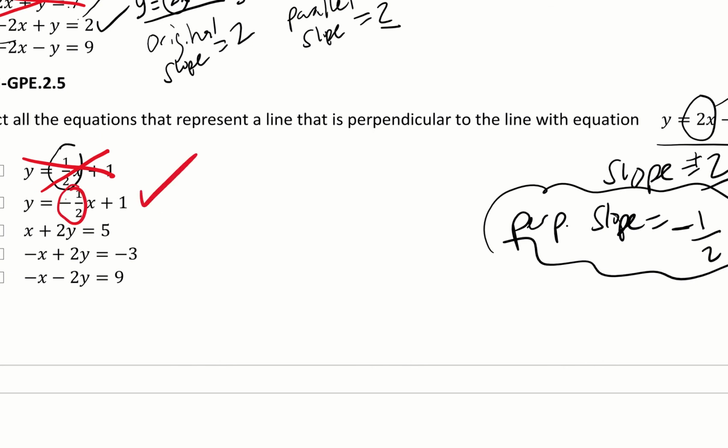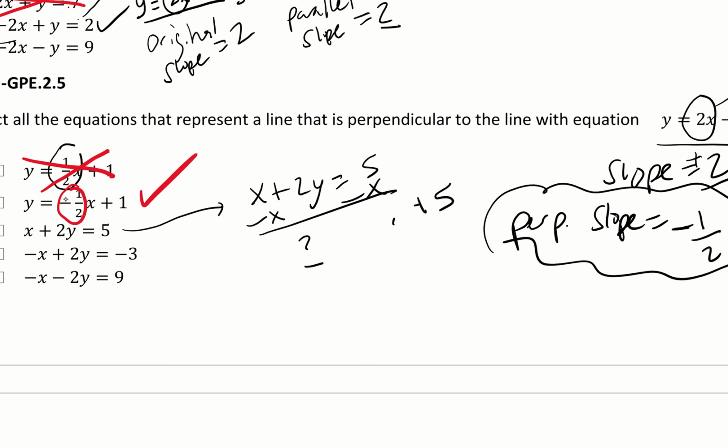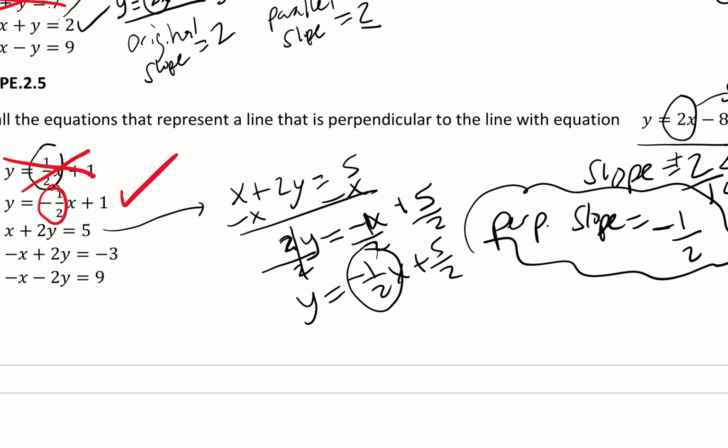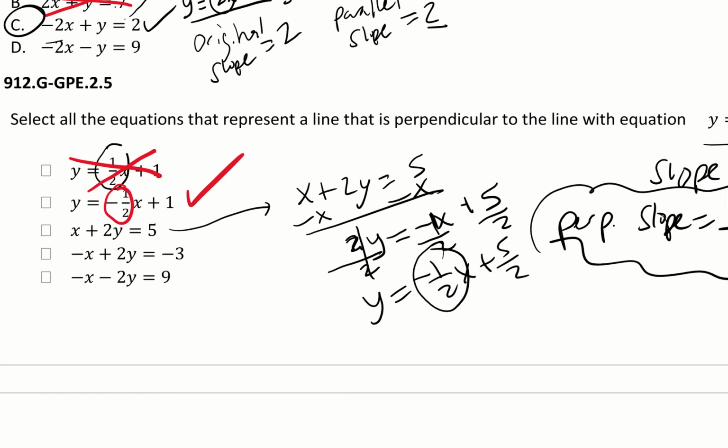What is the slope for part C? Well, we got to solve it, right? So x plus 2y equals 5. Let's subtract the x over. And then we'll divide by 2 on both sides. So notice that there's an invisible 1 here. So this is actually -1/2 x plus 5 over 2. Clearly the slope here is -1/2. So that checks out.